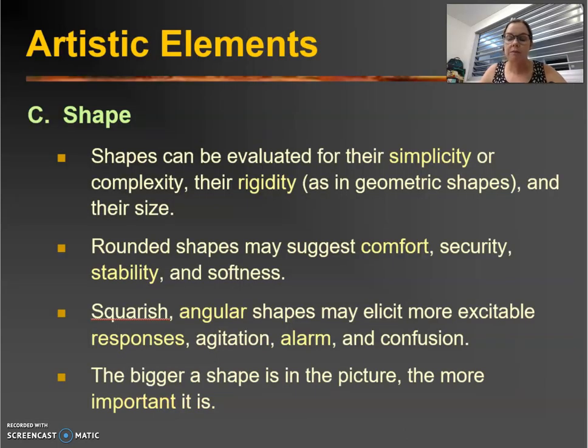Shapes can be evaluated for their simplicity or complexity, their rigidity, as in geometric shapes, and their size. Rounded shapes may suggest comfort, security, stability, and softness. Squarish or angular shapes may elicit more excitable responses like agitation, alarm, or confusion. The bigger a shape is in the picture, the more important it is. Have a look at these images.